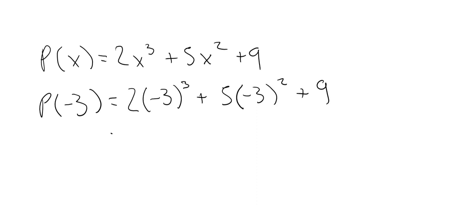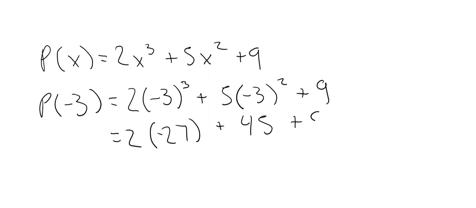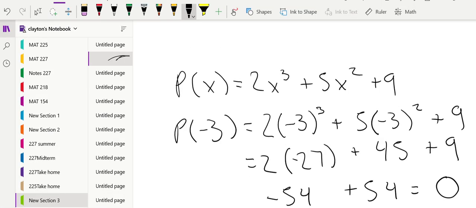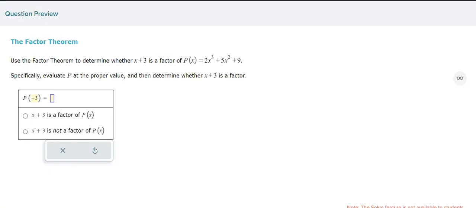And so let's see what happens. We have 2 times -27 plus that would be -3 squared, which is 9, times 5 is 45, plus 9. It looks like -54 plus 54 is going to be equal to 0. So check mark, it is good. This is indeed a factor because we got 0. So it is 0, which means x plus 3 is a factor.